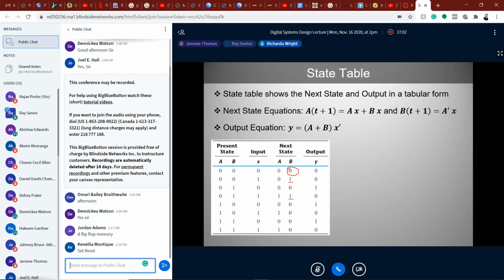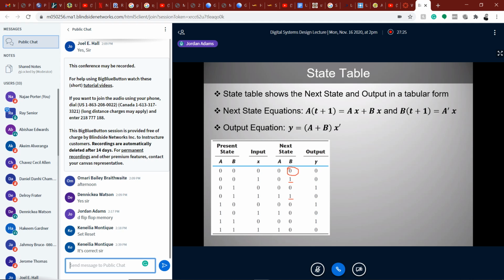Remember, you're using the present state to find the next state. So the present state of A would be 0, and then not A would be 1, and the input X is 1, and that's how you get the B value right there. So I'm guessing it doesn't matter the value of B, only the value of A and X. Look at the next state equation. All the equations are there. All the values that you get from the truth table must correspond with the next state equation.